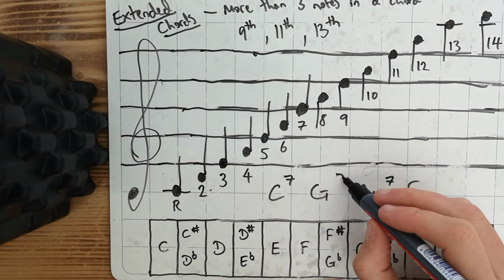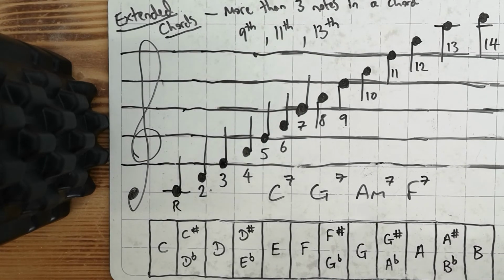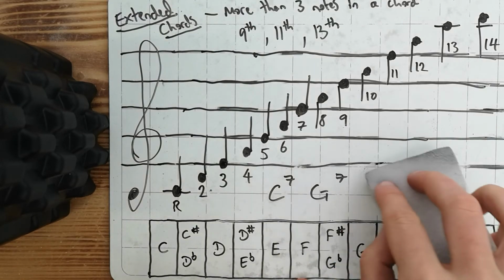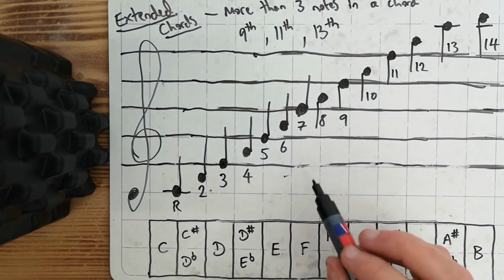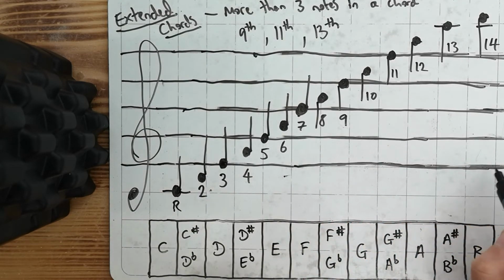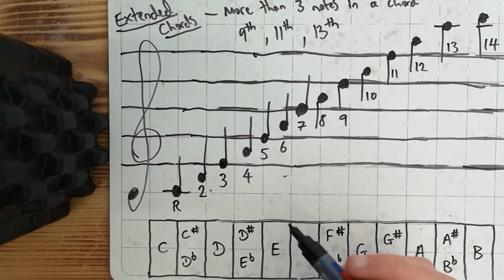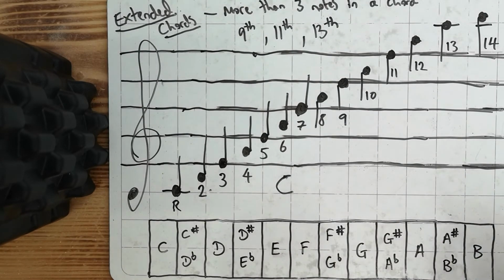Like if I had C7, G7, A minor 7, and F7, it's not going to sound nice at all. Okay, and the reason is because we need somewhere that feels like home in a piece of music. We need a root chord or a root note. If you're doing it in the key of C major, C is going to be your root.